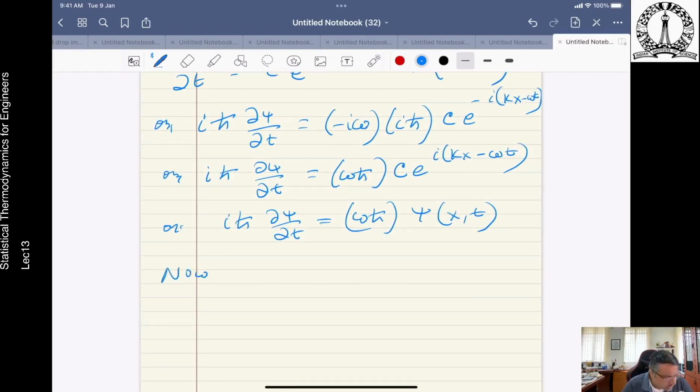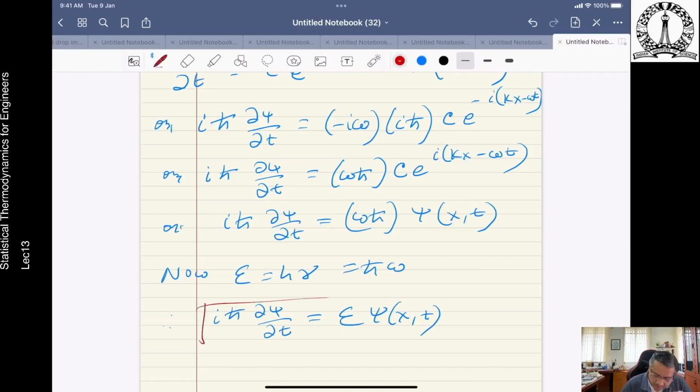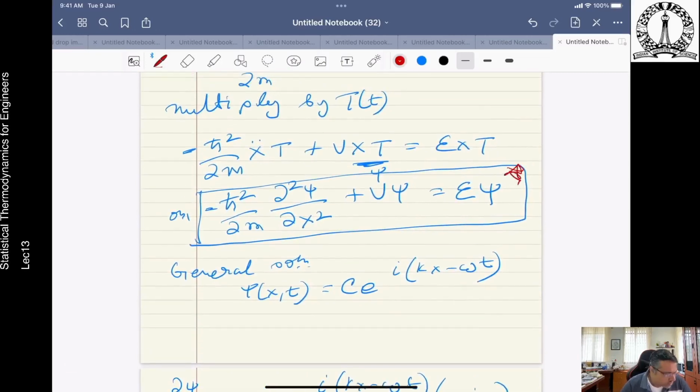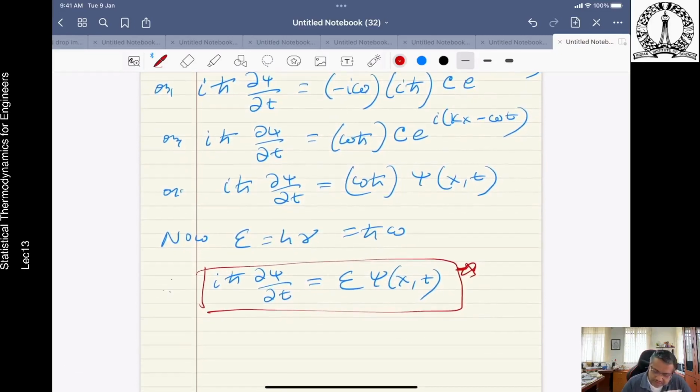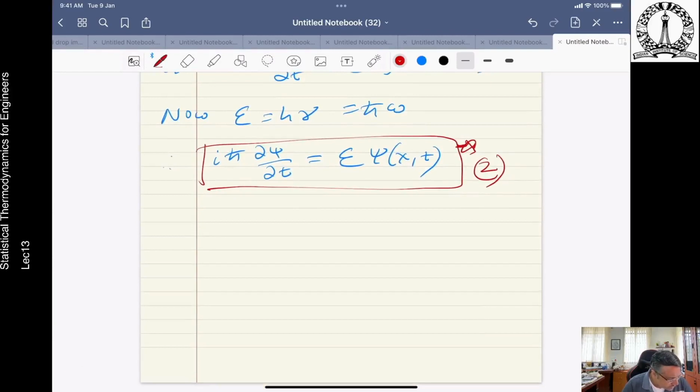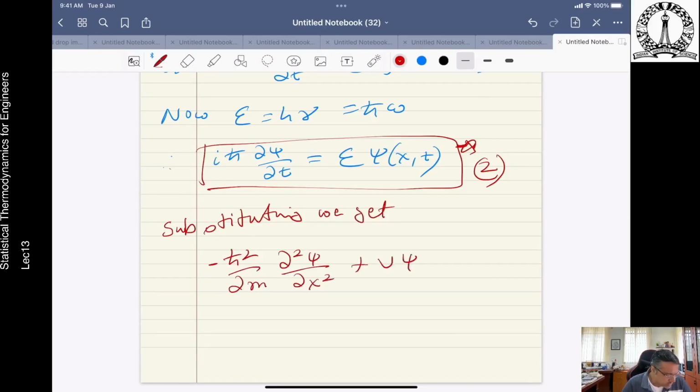Now, E = hν = ħω. Therefore, iħ ∂ψ/∂t = Eψ(x, t). Now, if you take this expression, let's call this 2, and if you call this 1, we take 2 and apply it to 1. Substituting, we get −ħ²/2m ∂²ψ/∂x² + Vψ = iħ ∂ψ/∂t.